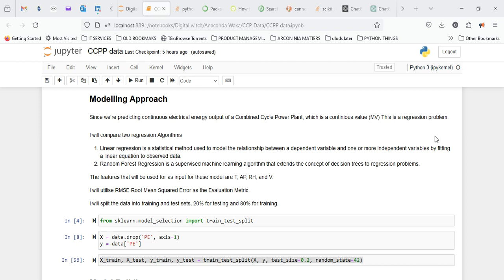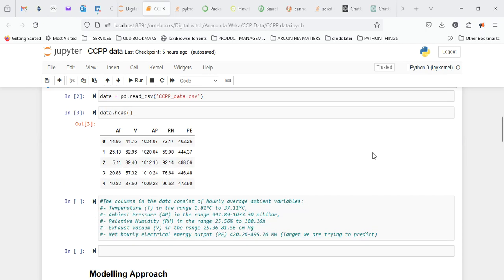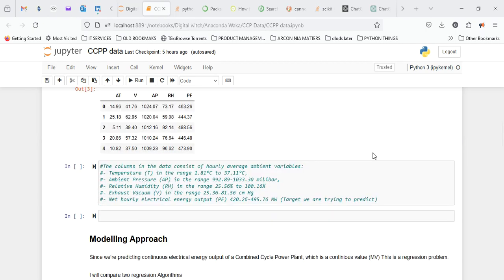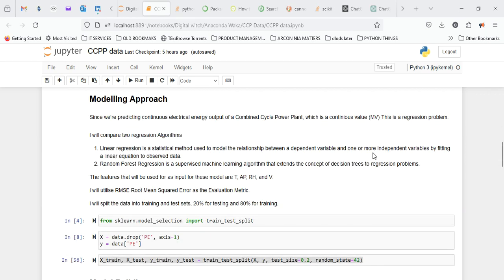The features that will be used as input for this model are the temperature, ambient pressure, relative humidity, and the exhaust vacuum V. I will utilize the root mean square error as the evaluation metric. I will split the data into training and test sets, 20% for testing and 80% for training.